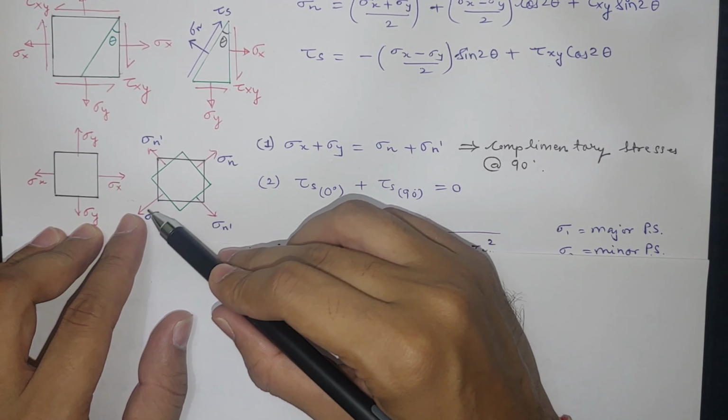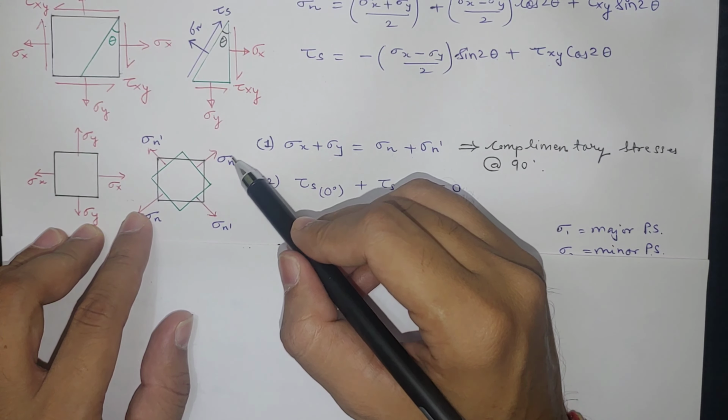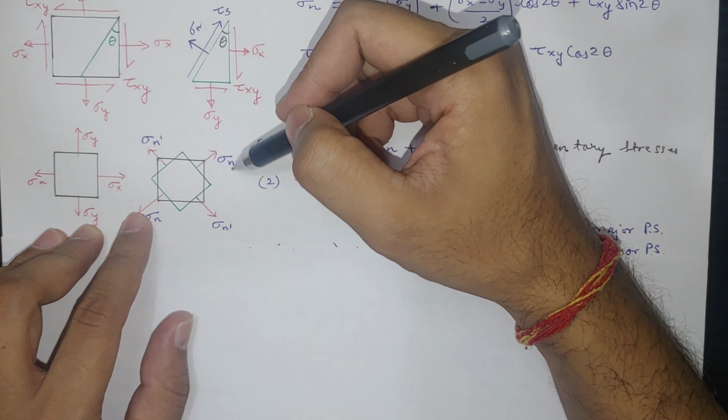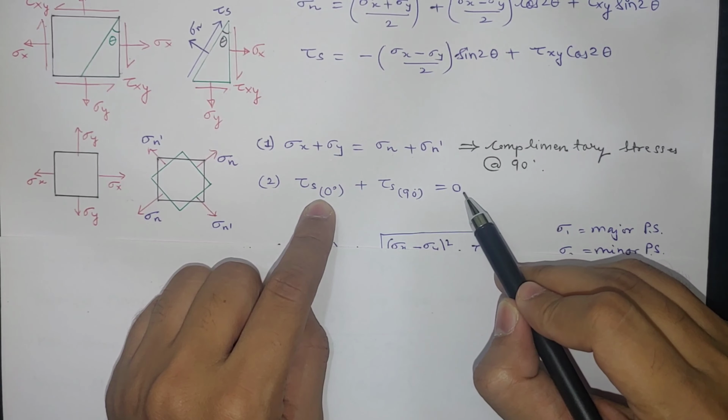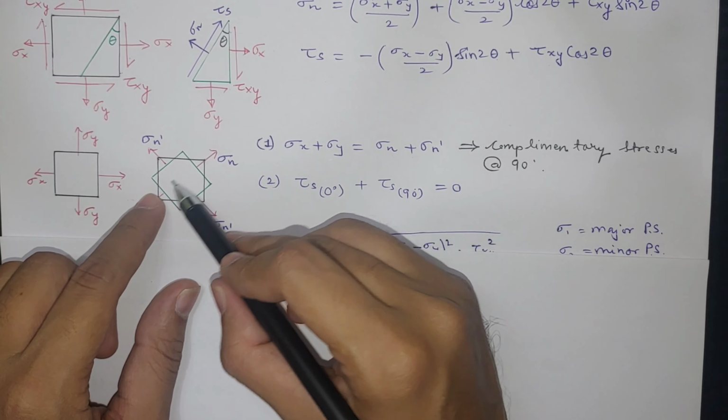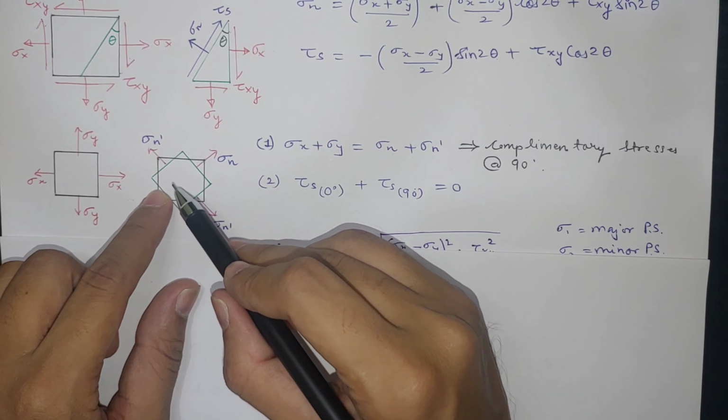So sigma n is at any random angle, and perpendicular to it we get sigma n dash, and if we do the sum, it will always be equal to sigma x plus sigma y. If we do the same for tau s at 0 degree plus tau s at 90 degree, that will be equal to 0. This 0 degree is at any particular angle. Let's say I have taken shear stress at this particular angle, and the perpendicular shear stress, if we do the sum, will be equal to 0.